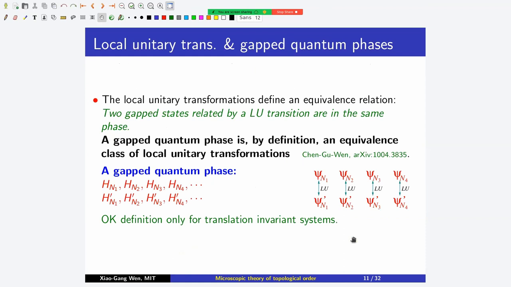Okay. So from this point of view, we see that the gapped quantum phase is really just a sequence of systems. For each system size, we have two sequences of Hamiltonians, and for each size we have ground states connected by a local unitary transformation. Then we say these two sequences are equivalent. That's the definition of quantum phase.